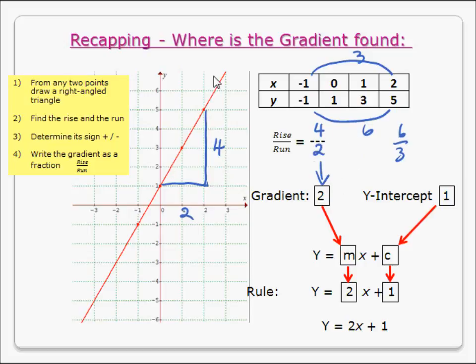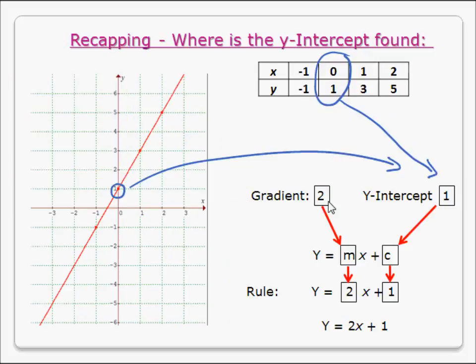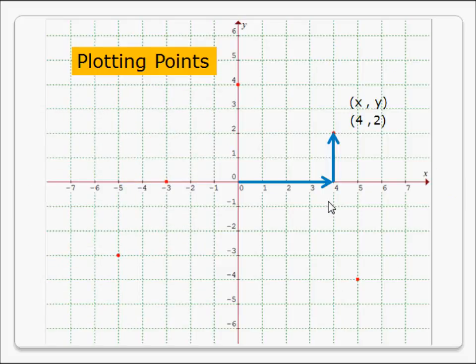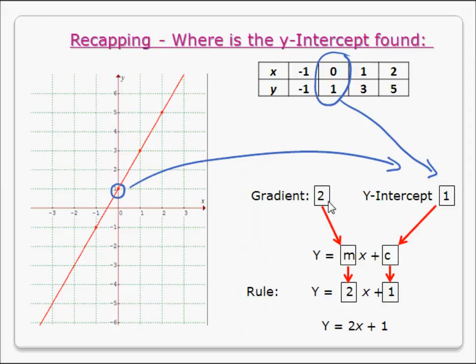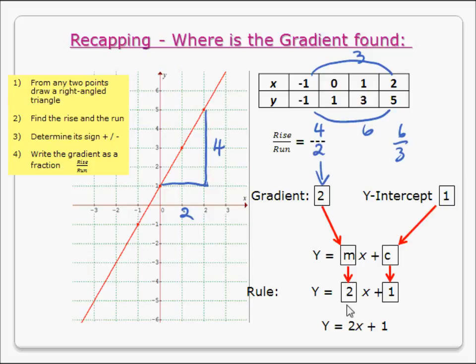So if I was looking at a graph, I do the same thing. I just identify 2 points on the graph. I do my rise, in this case 4, my run 2, and it ends up being the same gradient. That value goes in front of the coefficient. So the rule therefore would be y equals 2x, the gradient 2, and the y-intercept 1, 2x plus 1.